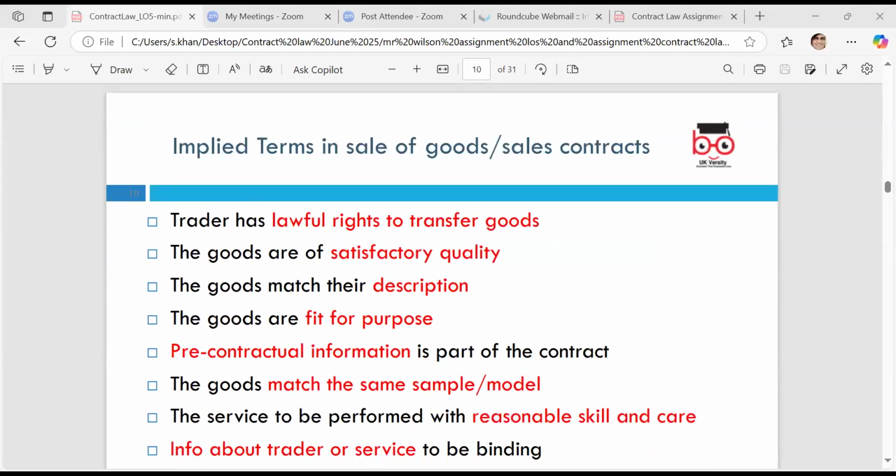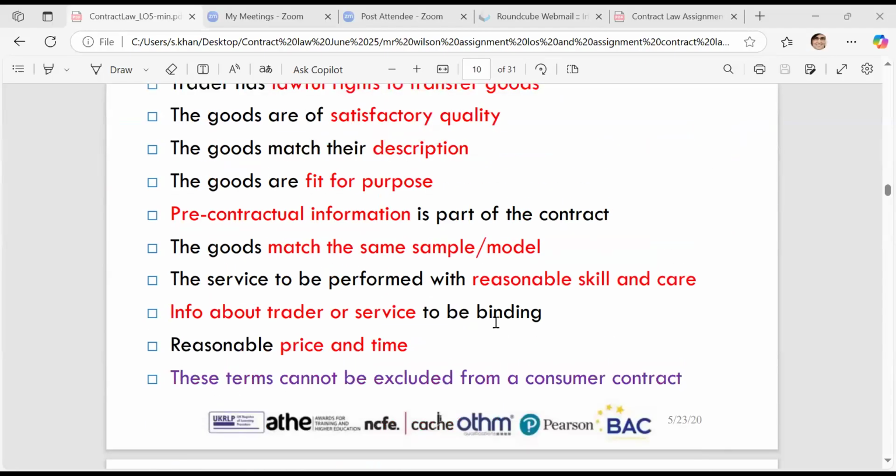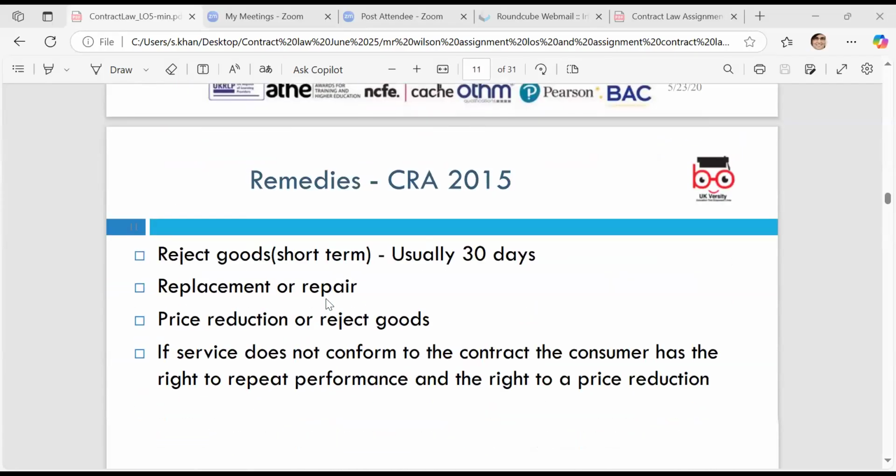Implied terms in sale of goods. Implied terms in contracts for the sale of goods are unwritten but legally binding obligations that are assumed to be part of the agreement, even if not explicitly stated. So they're saying that the goods should be fit for purpose, they should be of satisfactory quality. These are the terms that would be mentioned in that.